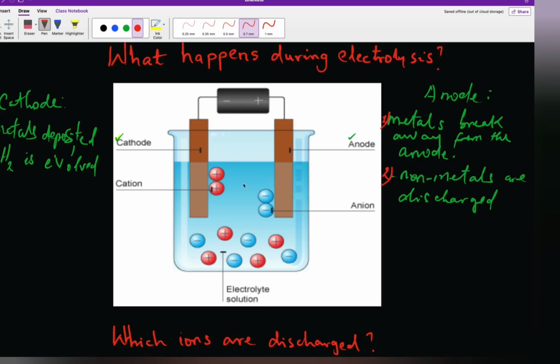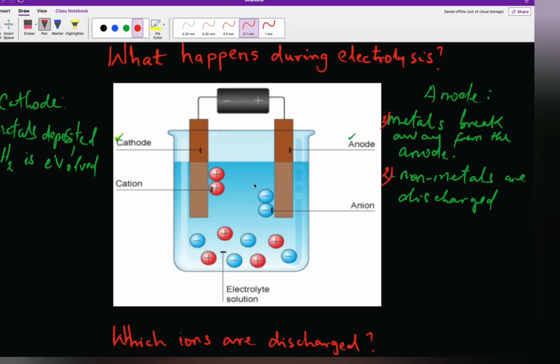Once more, an electric current is passed through the electrolyte, which is in solution, and it causes this electrolyte to decompose, to break down, or to split into the different ions, whereby the cations will go to the negatively charged electrode, which is the cathode, and the anions will go to the positively charged electrode, which is the anode. While at the cathode, the metals are deposited and hydrogen is also evolved, at the anode, only non-metals are discharged.